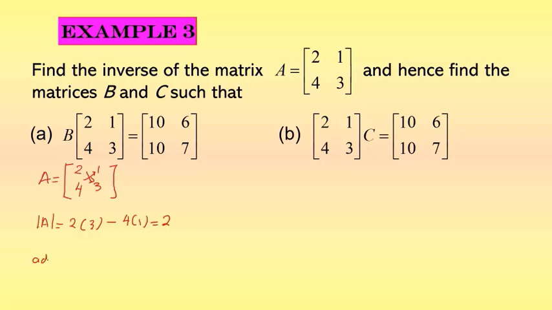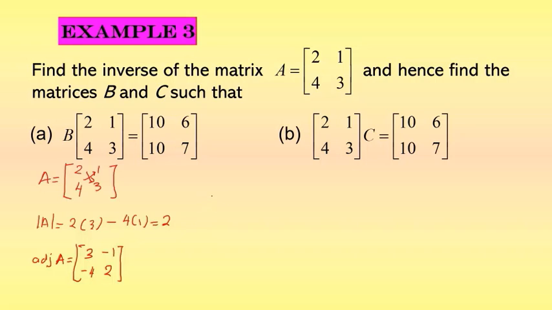Okay, in order to get the adjoint matrix of A, we need to interchange the A and D locations. Interchange that 2 and 3, 3 and 2. And then for C and B, just change the sign. So negative 1 and negative 4.